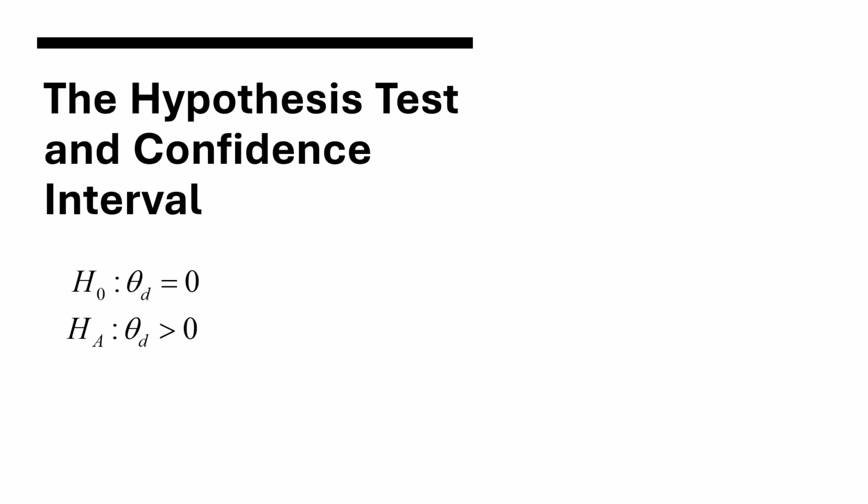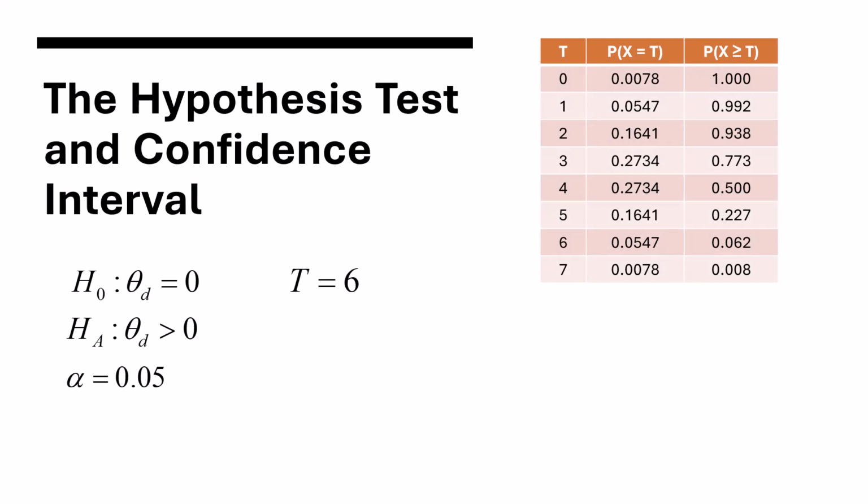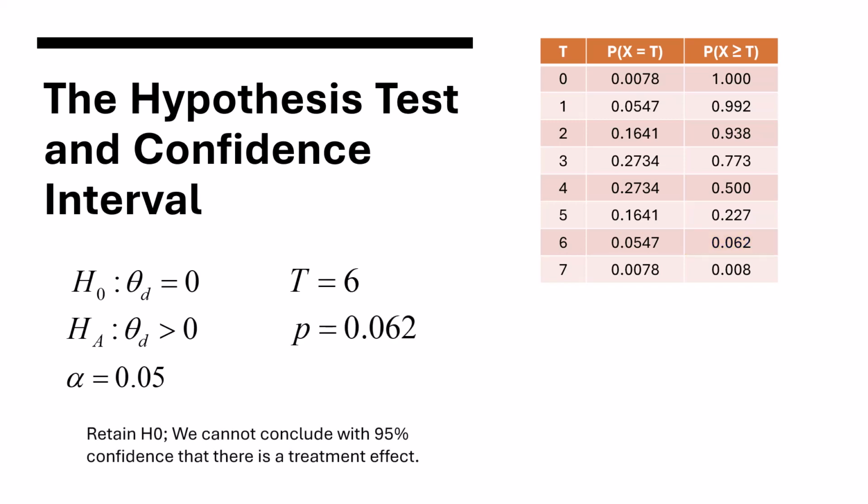Let's suppose we're going to use an alpha of 0.05, and in the example that we've been looking at, the number of positive signs is 6. If we look at the probability table for the binomial distribution, we determine that the probability of having 6 or more plus signs, if the null hypothesis is true, is 0.062. Therefore, our p-value is 0.062, and we retain the null hypothesis and cannot conclude with 95% confidence that there is a treatment effect with this particular set of 7 difference scores.